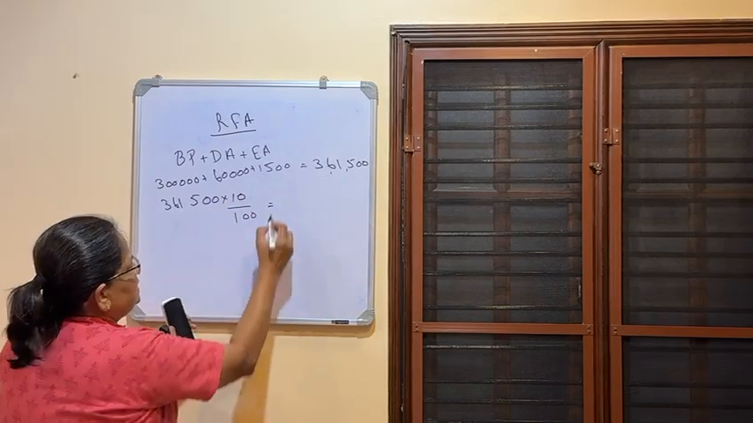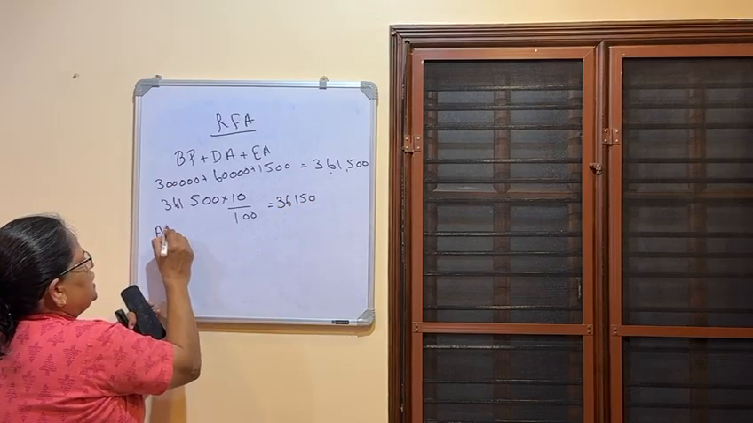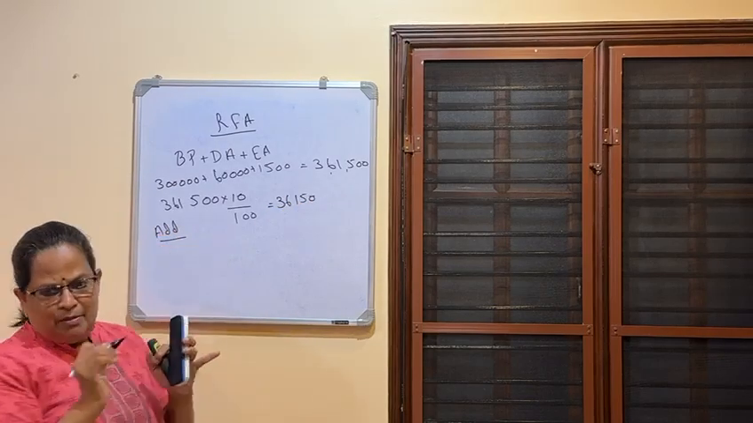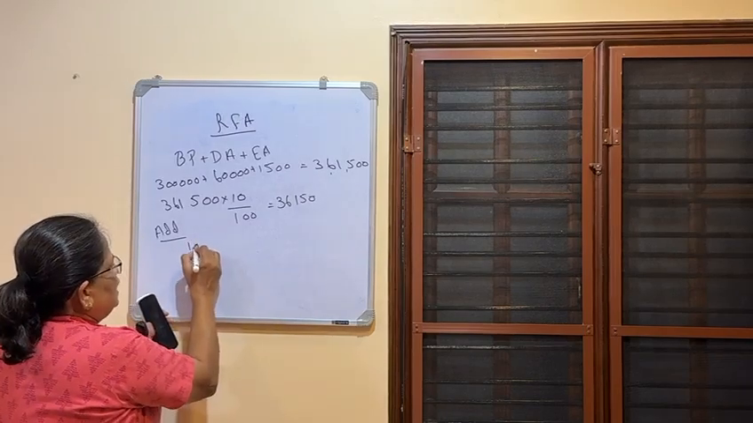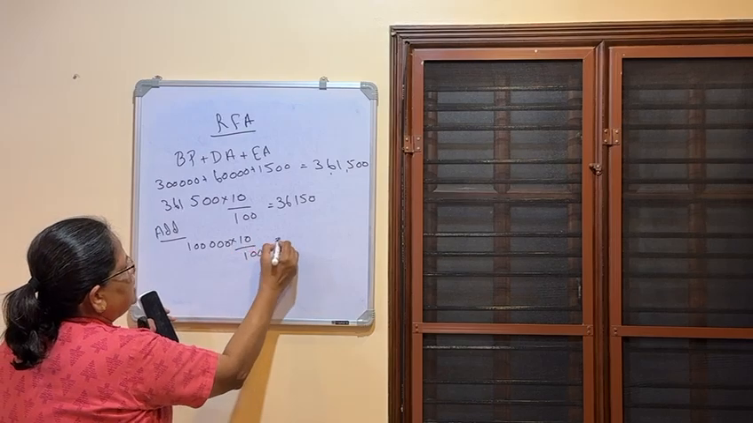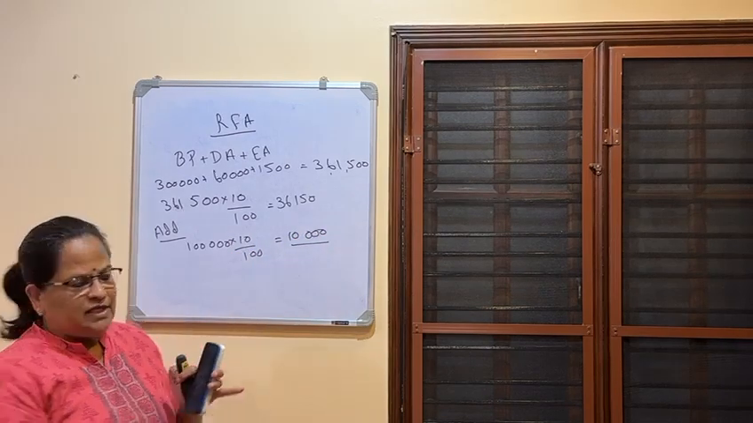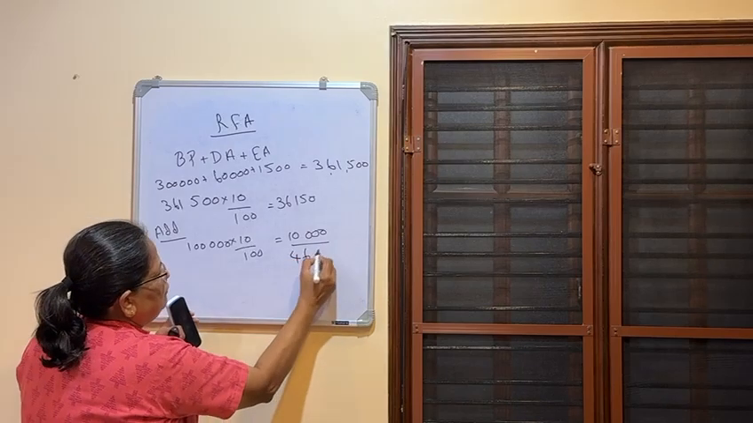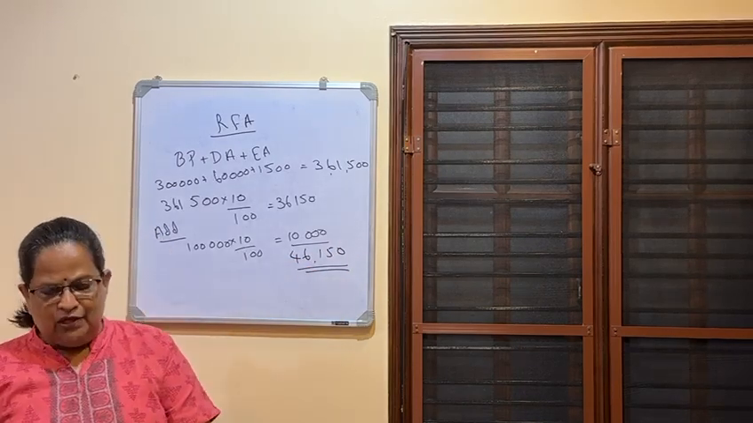So that is 36,150. Now add cost of furnishing: 1,30,000 minus 30,000 which is used for official purpose. So 1 lakh into 10 by 100 is equal to 10,000. So the value of RFA is 46,150. This is the value of RFA.